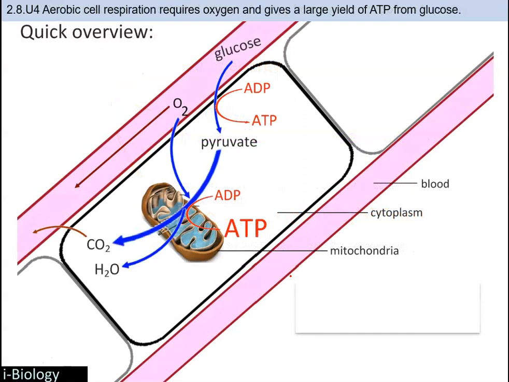Okay, that's a quick review because we already talked about the mitochondria, and as you can see, this is unit 2.8, as a review. Cellular respiration requires oxygen and gives a yield of ATP from the glucose. And this is a summary of what happens in cellular respiration.